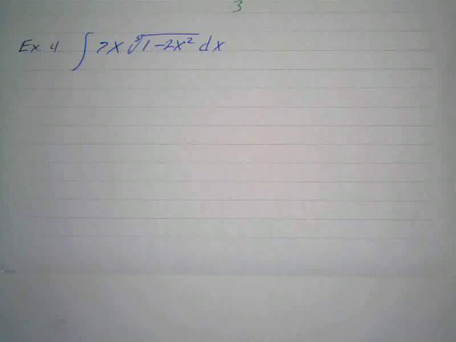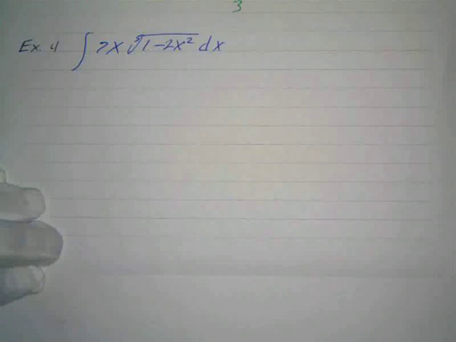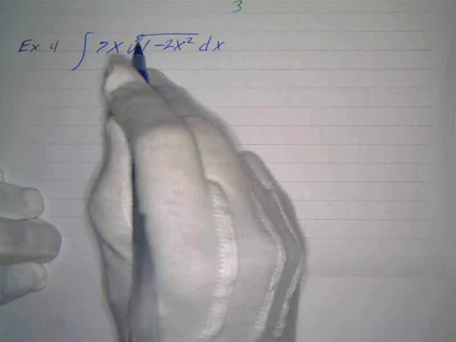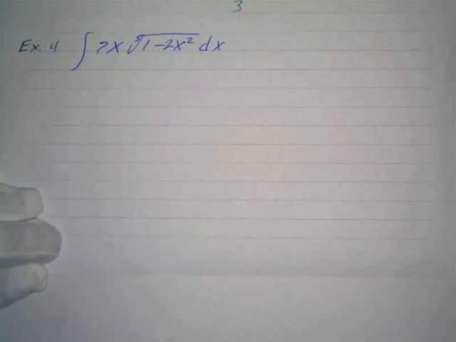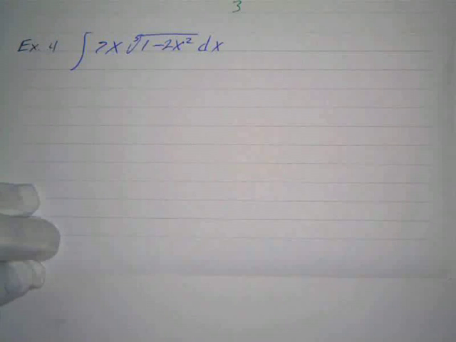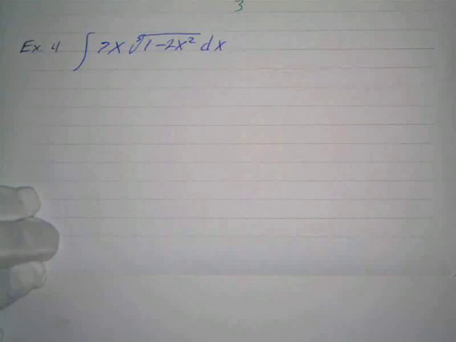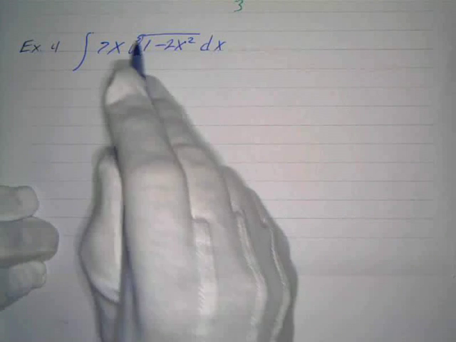Here's another u-substitution example. This is the antiderivative, or the indefinite integral, of 7x times the fifth root of 1 minus 2x squared dx. I wrote it kind of close here, sorry about that. If you zoom in you can see it, but just take my word for it, it's a 5.